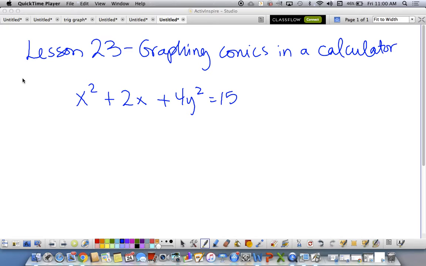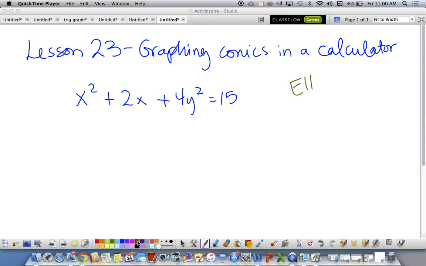We've talked about conics. The next lesson is a little bit about conics. But can we graph them in a calculator? So, a couple of things I would like to see first. I would like to say, what type of graph is this? What type of conic is it? It's an ellipse. Why is it an ellipse?